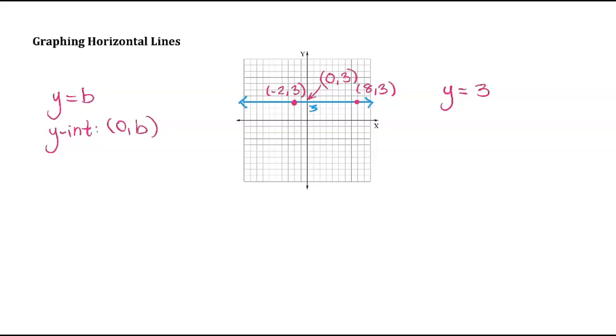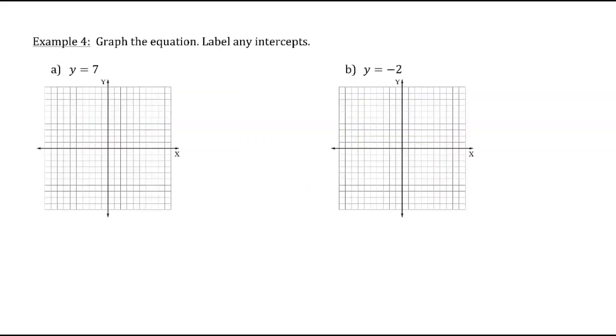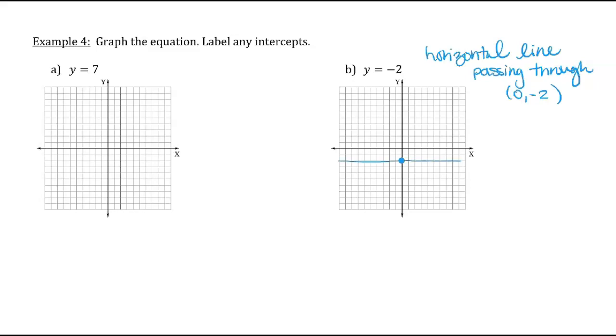Let's take a look at example 4. In example 4, part B, we have the equation y equals -2. Since our equation takes on the form y equals some real number, we know that this is a horizontal line. We also know that it must pass through the y-intercept of (0, -2). We can sketch this pretty quickly. Starting with a y-intercept of (0, -2), we can draw our horizontal line.